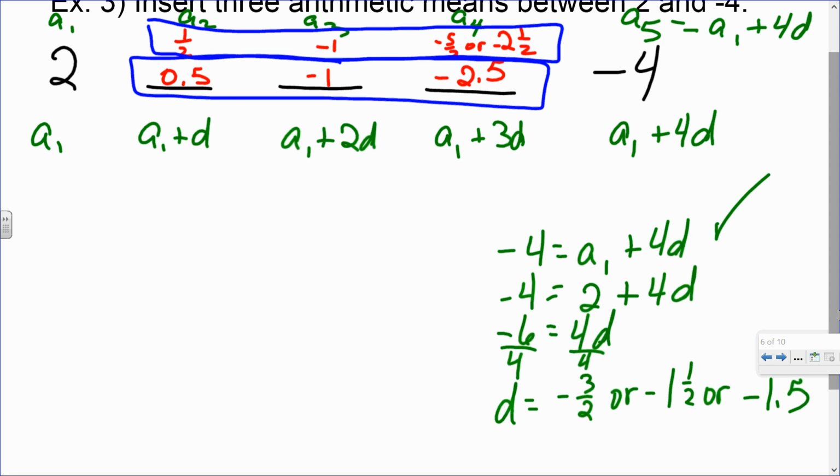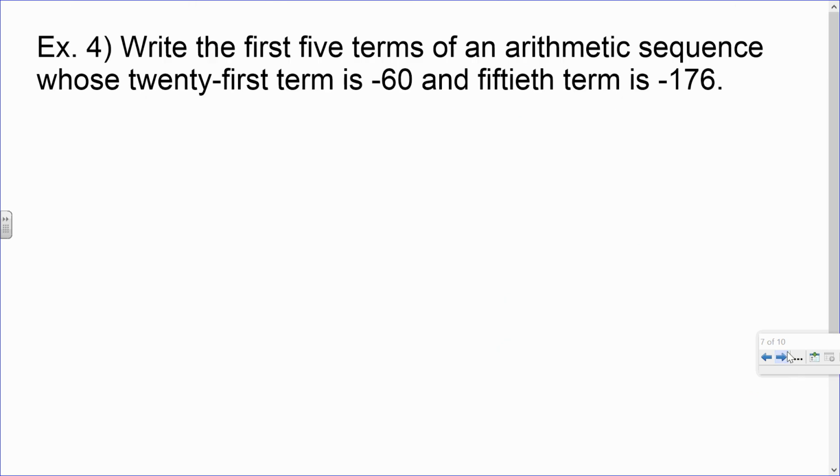Okay, example 4 here is my favorite one of this group. We want to write the first 5 terms. Oh, maybe this is like example 1. I'm just going to write down my first one, add. Oh, not so lucky. They don't tell me the first one. So I'm going to write down what they do tell me and see if I can come up with any good ideas of what I need to do. They tell me the 21st term is -60, and the 50th, not 15th, term is -176.